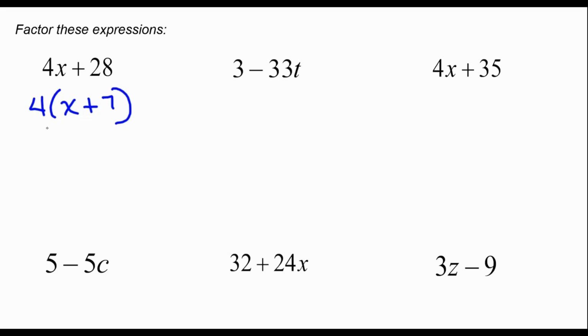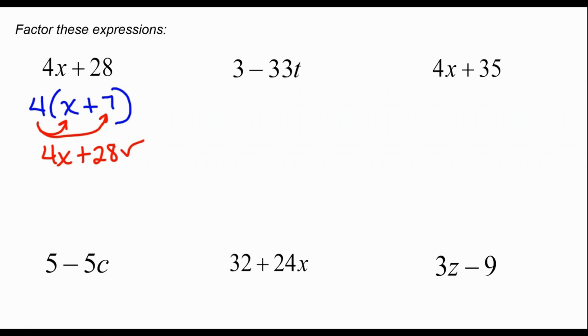Now, did I get this right? I'm going to check with the distributive property. 4 times x is 4x. 4 times 7 is 28. That checks out. I know I factored it correctly. So 4 times x plus 7 is the correct factored form of that expression.